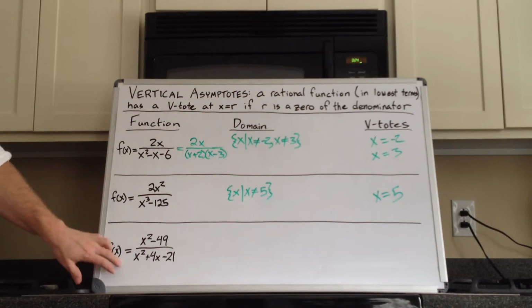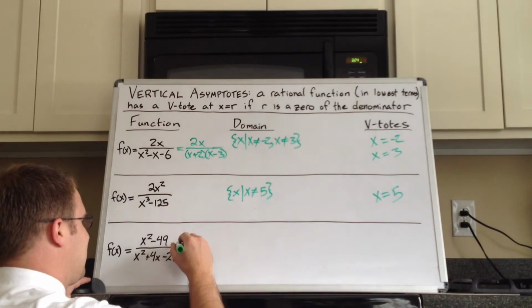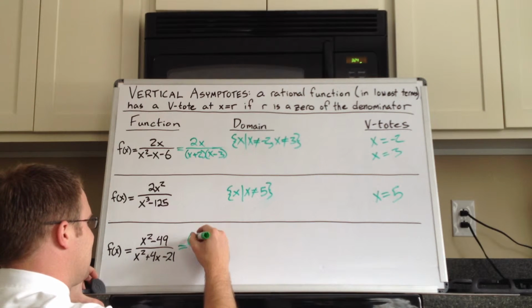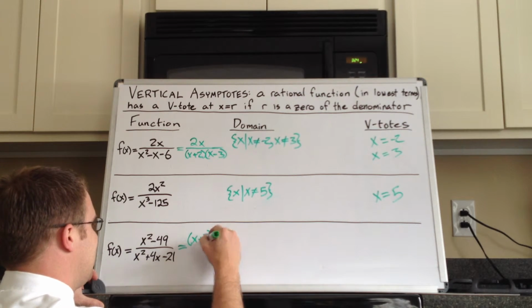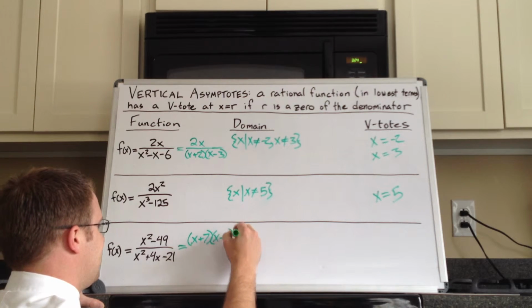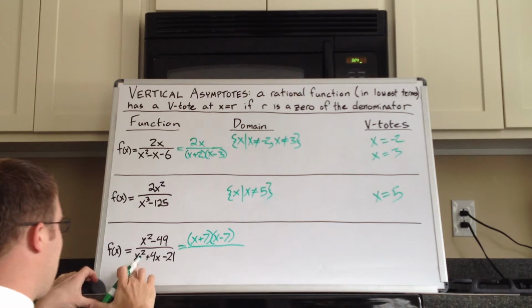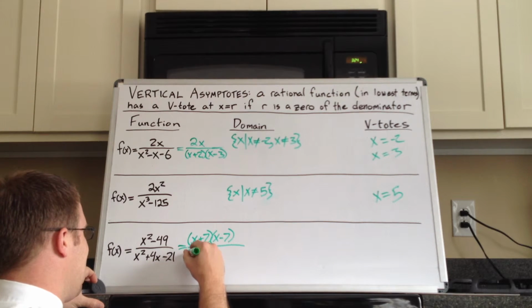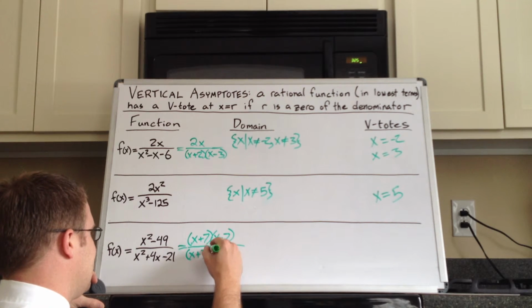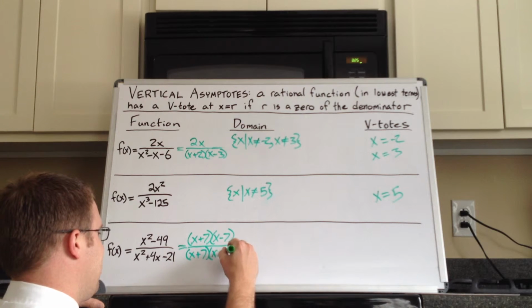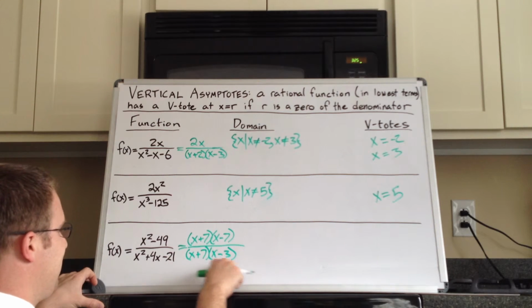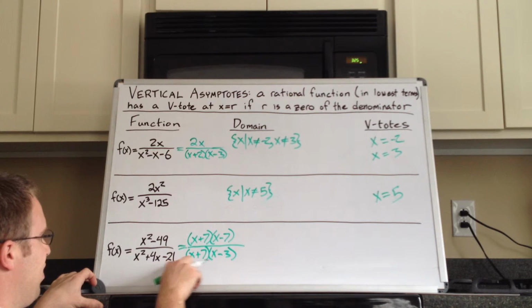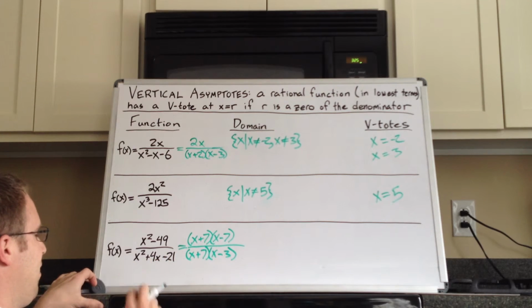We're going to start off by factoring the top and the bottom. X squared minus 49 can be factored as x plus 7 times x minus 7. On the bottom here, x squared plus 4x minus 21 can be factored as x plus 7 times x minus 3. Because positive 7 and negative 3 multiply to give us negative 21, and they add up to positive 4.